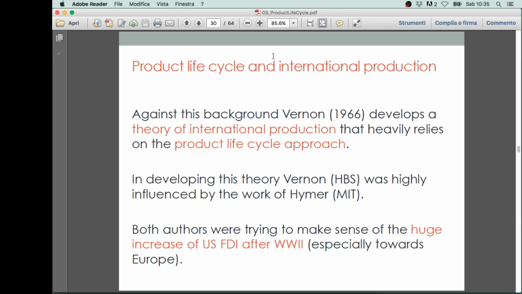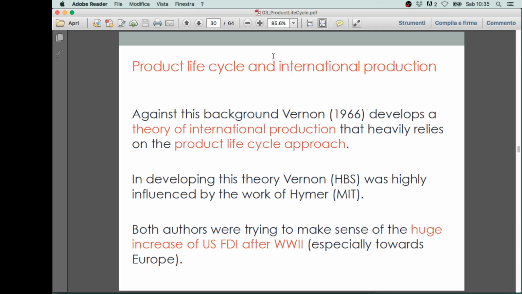To answer this, an answer comes from an author, Vernon, who develops a theory of international production that heavily relies on the product life cycle approach. Vernon was working at Harvard Business School, so he was working in the US. He was highly influenced by Heber, who at that time was working at MIT, which is also in Cambridge, Boston. So they of course influenced each other, and both authors started with the same problem.